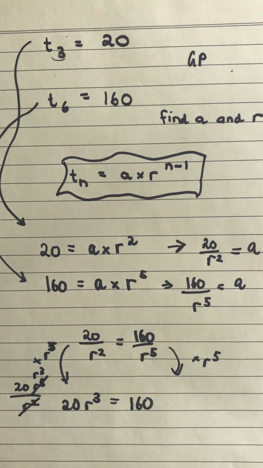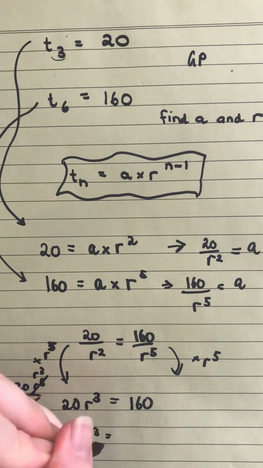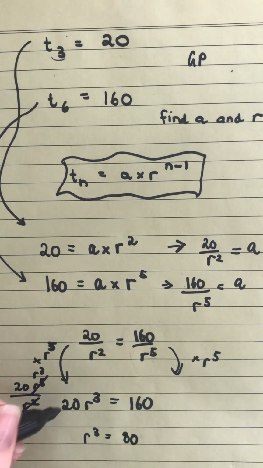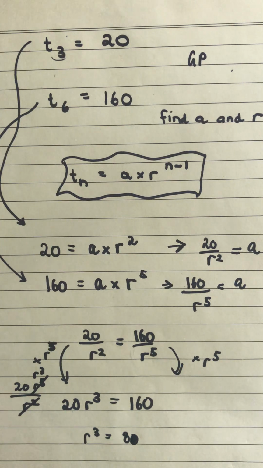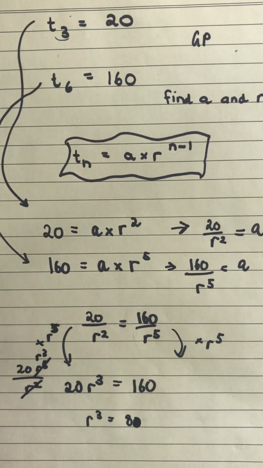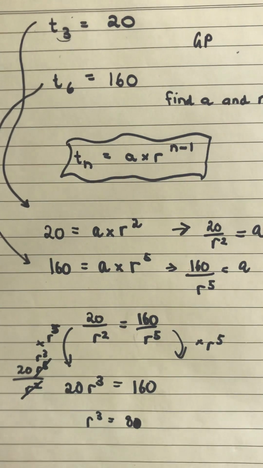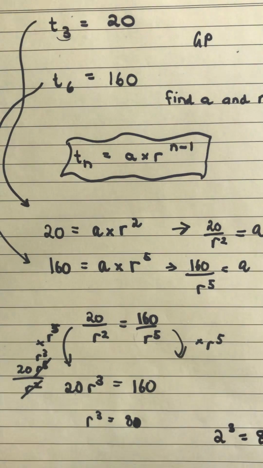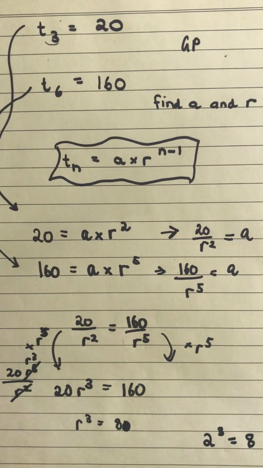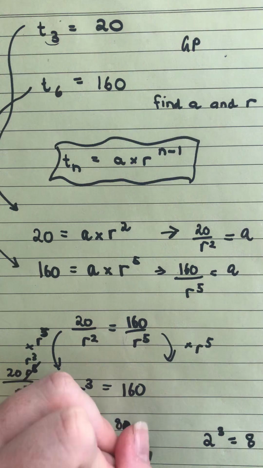Now we want to get the R on its own. So we have our R cubed is equal to 8, because we've divided by 20. So now we have R cubed equals 8. Now you might look at that and say, oh, well, I know that 2 cubed equals 8. But you might not know that. So if you weren't sure, this is why I wanted to show you this one.